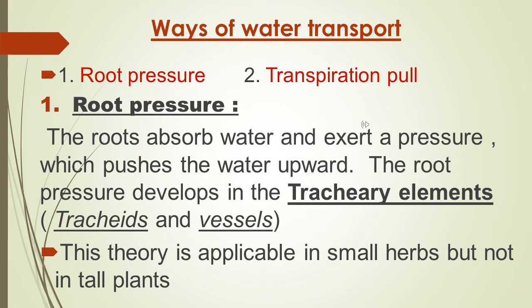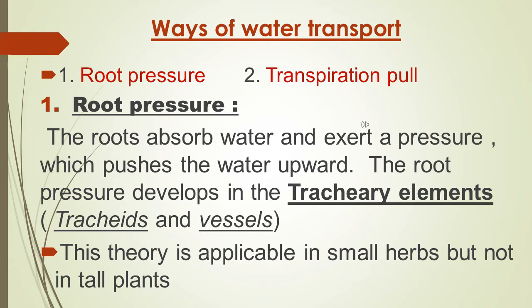There are two ways of water transport in plants: root pressure and transpirational pull. If we talk about the first one, that is the root pressure theory, roots absorb water and exert a pressure, which pushes the water upward. The root pressure develops in xylem tracheids and vessels, and collectively they are called tracheary elements. So, by root pressure, water is progressively pushed in an upward direction.